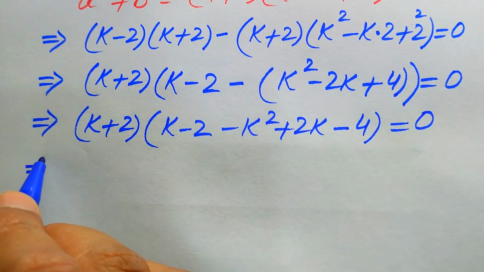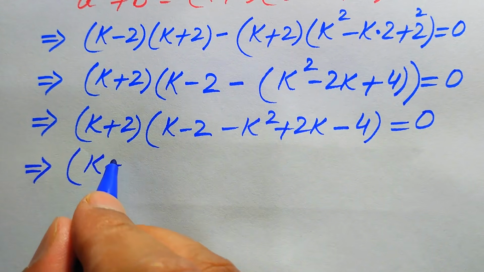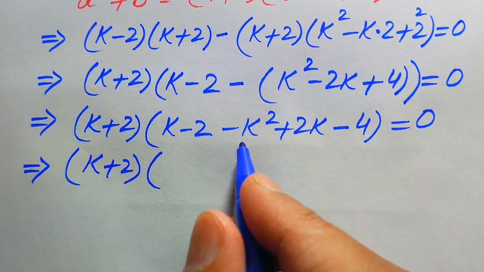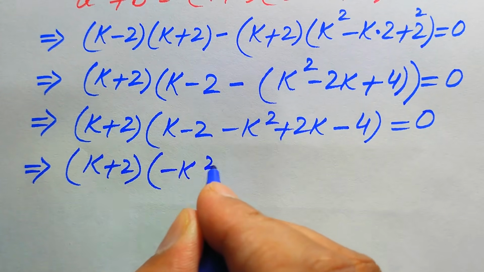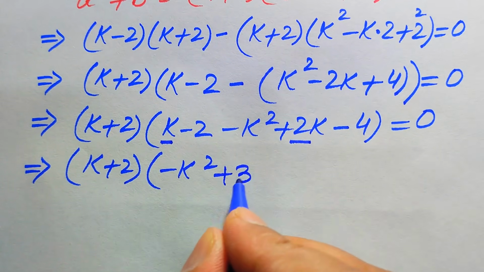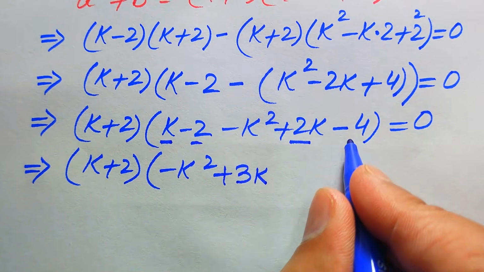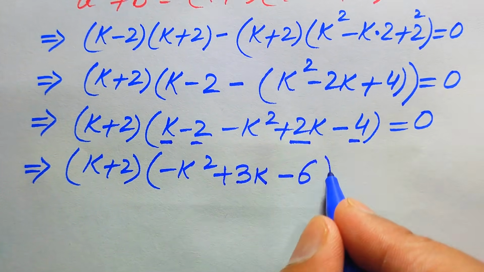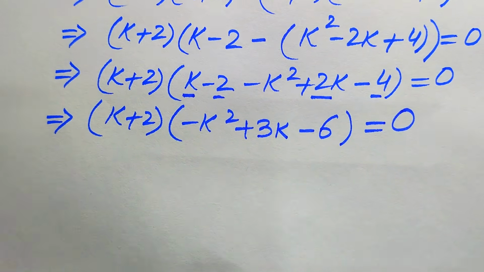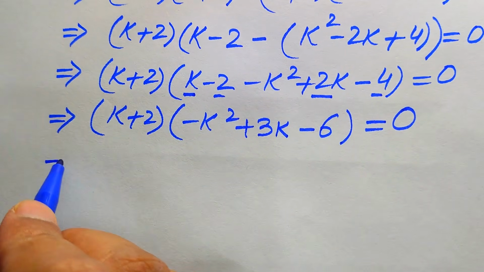And here we need to add or subtract the like terms. After adding or subtracting the terms, the remaining values are minus k square, plus k and plus 2k becomes plus 3k, minus 2 and minus 4 becomes minus 6, and this whole equation is equal to 0. Now we divide this equation into two cases.